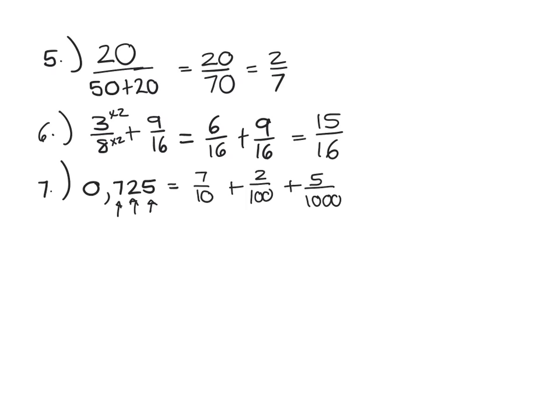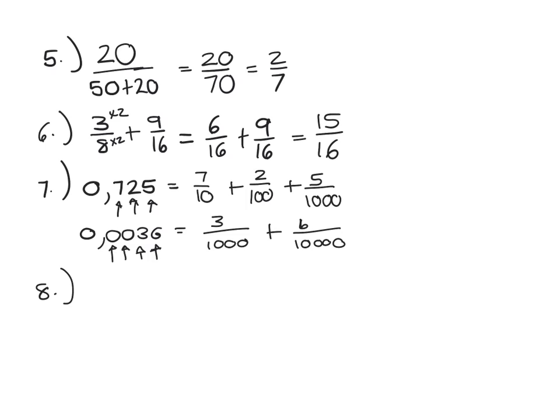The next one worked the same. When we had 0,0036, there was nothing in the whole numbers, nothing in the tenths, nothing in the hundredths. The 3 was in the thousandths place, and the 6 was in the 10,000ths place. 6 over 10,000.